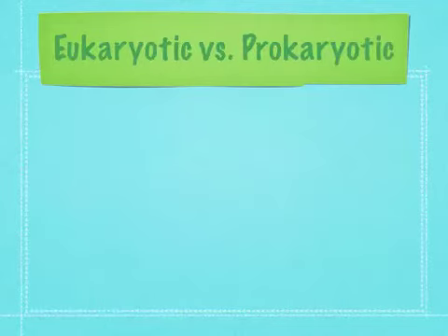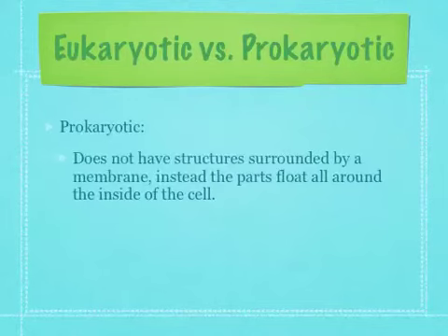Let's talk about the difference between a eukaryotic cell and a prokaryotic cell. Prokaryotic cells do not have structures surrounded by a membrane. And so what happens is the important structures like DNA, which are the blueprints of a cell, just float around inside the cell. They're not surrounded by something that protects them. They float freely. Prokaryotic cells are a little bit more primitive or immature compared to eukaryotic cells.